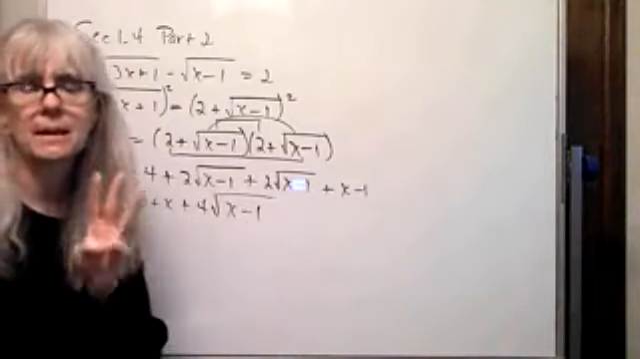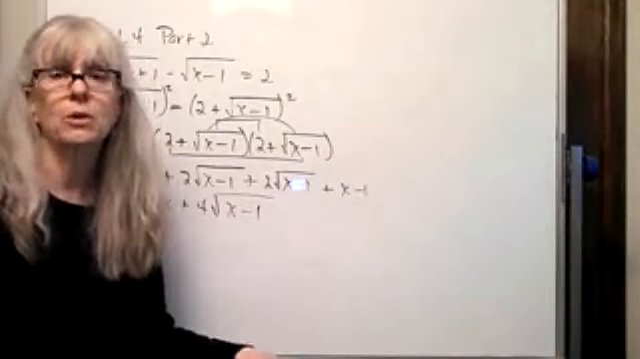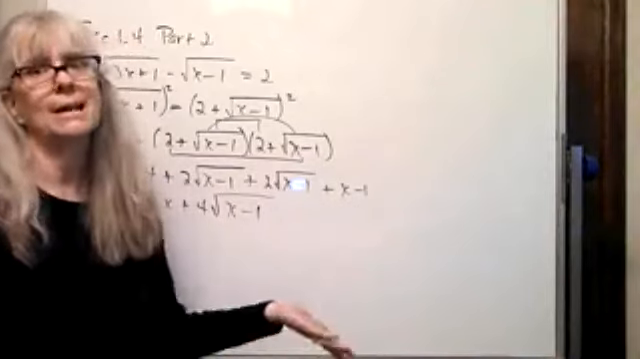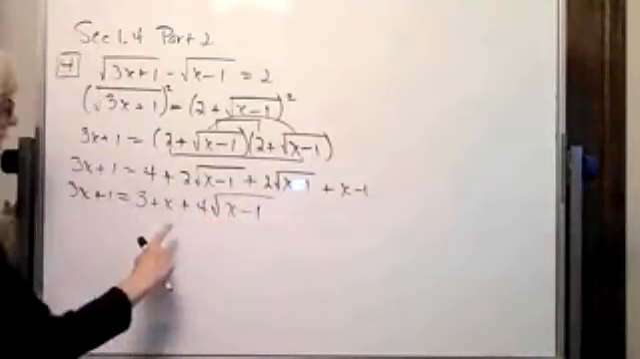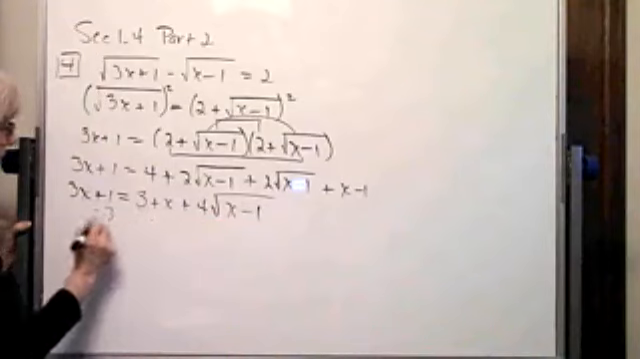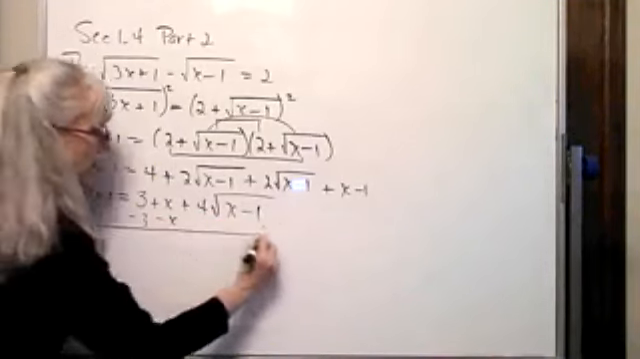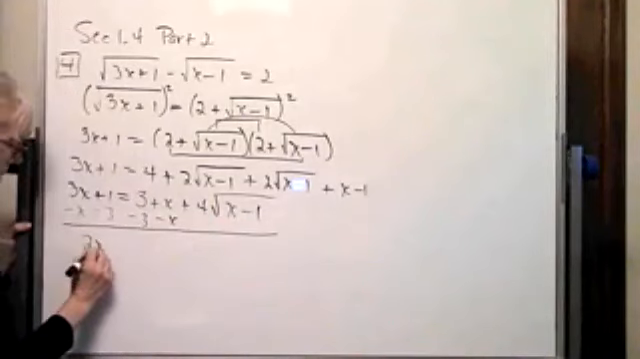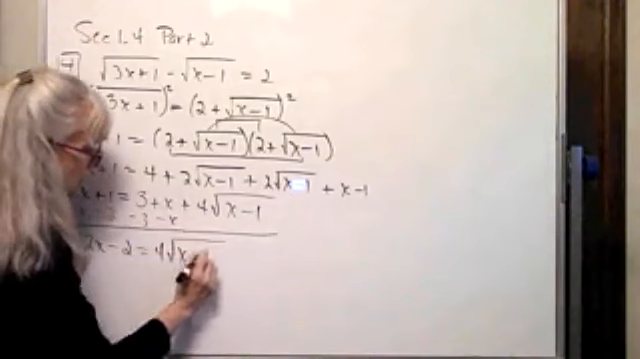Unfortunately, we're at that step 3. Step 3 said that if you still have a radical, let's repeat steps 1 and 2. So back to step 1, we're going to isolate the radical. So that means we need to get this radical all by itself. So I'm going to go ahead and move this 3 and this x over to this side. So we'll subtract the 3 and we'll subtract the x. That's going to give me 2x minus 2 is equal to 4 times the square root of x minus 1.